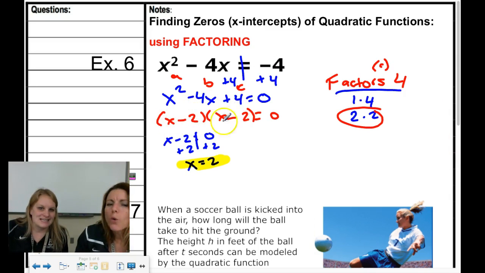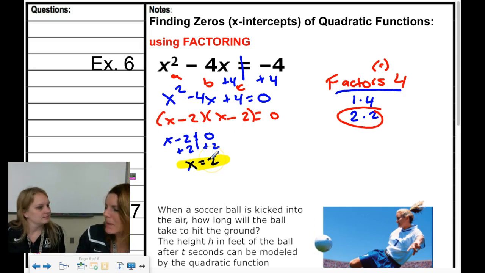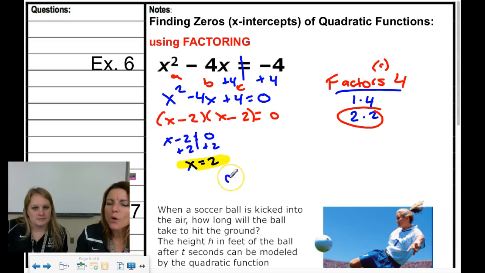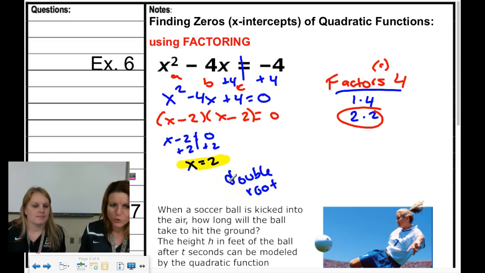Because this is the exact same thing. What it means when you get the same answer is called a double root. And so you don't have to write x equals 2, x equals 2, because we know once you have the same thing, you're good. You write x equals 2 and you're done.